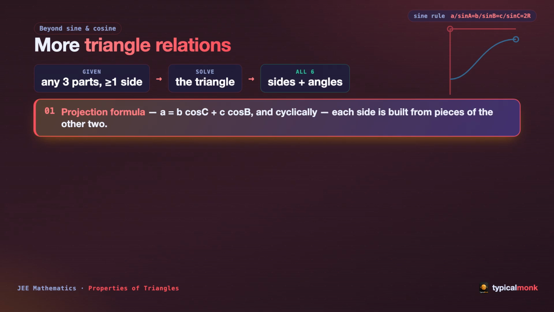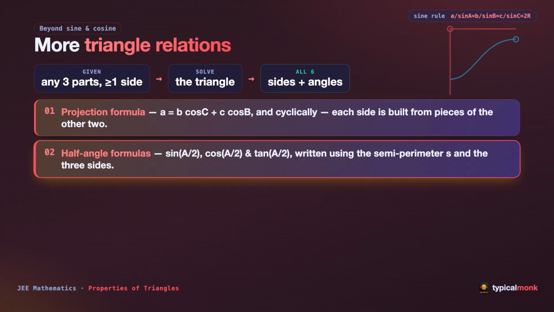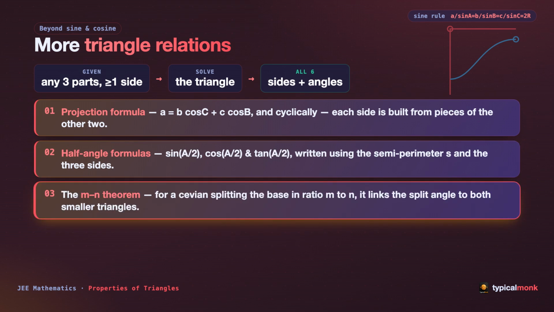Side a equals side b times cosine C plus side c times cosine B, and the same pattern cycles round. Each side is literally built from pieces of the other 2. Second, the half angle formulas, sine of A by 2, cosine of A by 2, and tangent of A by 2, all written using the semi-perimeter s and the 3 sides together. Third, the m to n theorem. When a Cevian splits the base in the ratio m to n, this theorem ties the angle at the split point to both of the smaller triangles it creates.